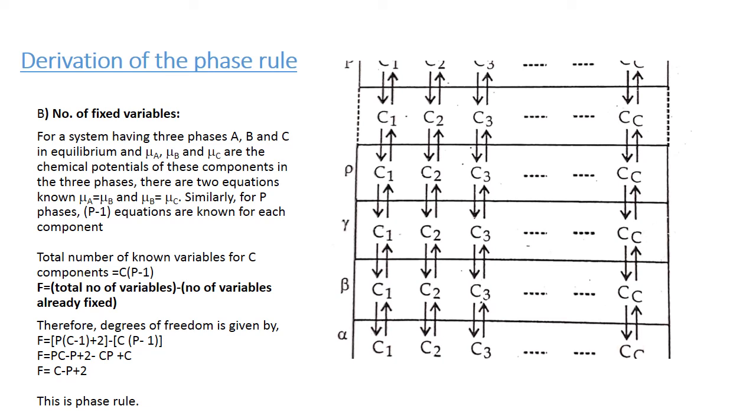This is nothing but the phase rule. You have to remember this formula, F is equal to C minus P plus 2, where F is the degree of freedom, C is the number of components, and P is the number of phases.